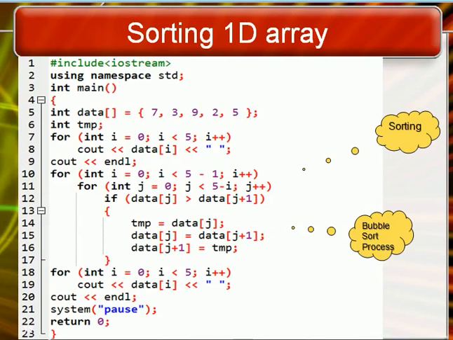Sorting of a 1D array. #include <iostream>, using namespace std, its main function, the body of the main function, its user defined array, int data is the name of the array, initialized with 5 values, meaning the capacity of this array is 5, int temp is a temp variable used in processing. For int i = 0, i < 5, where 5 is the size of the array, i++. Display the elements of the array one by one by using this loop.